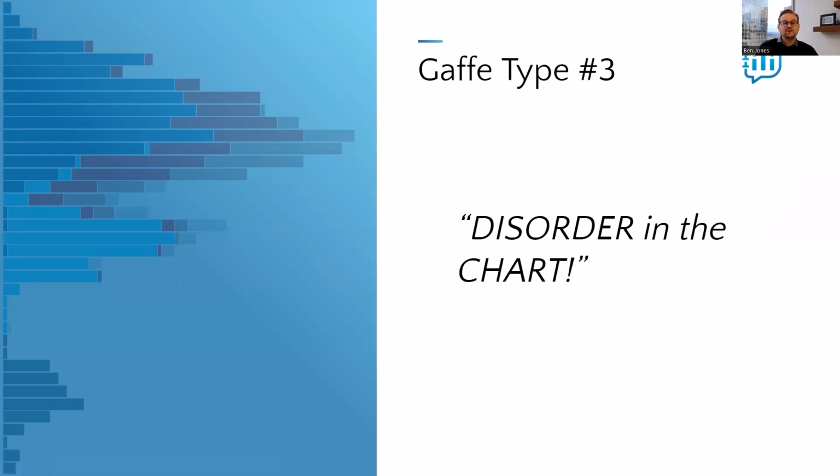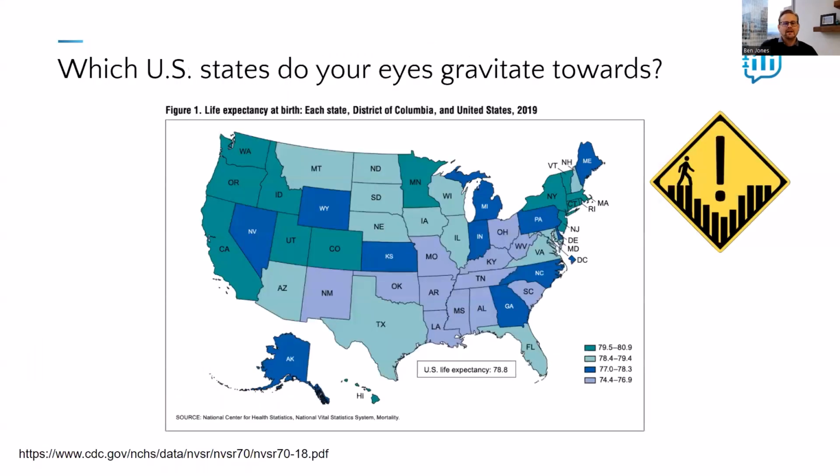This one I call disorder in the chart. So order is such an important detail when we show visualizations. And so here's the example from the CDC. It's talking about life expectancy by state. And I'll just ask you to say to yourself, which are the states that my eyes go to first, or which are they drawn to? When I presented this live in the webinar, most people mentioned the blue states that are here. And so there's a problem with that, and we're going to come back to that.